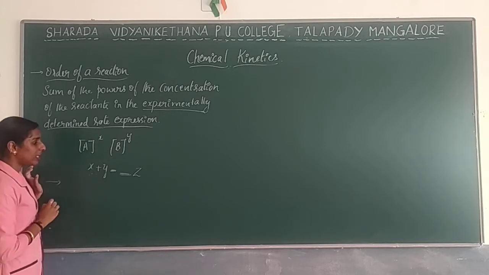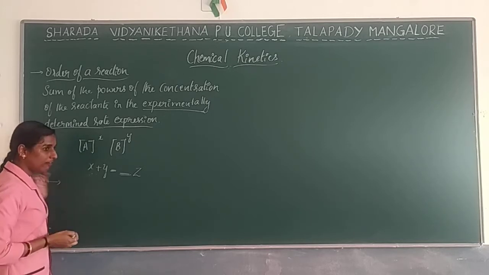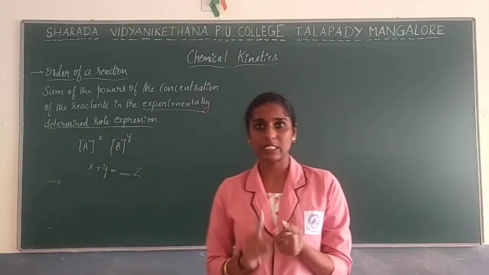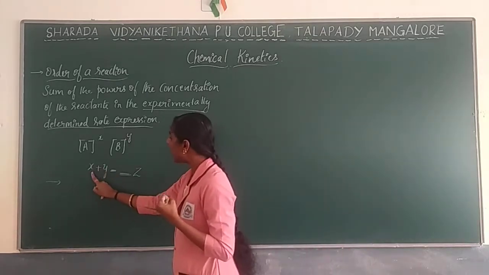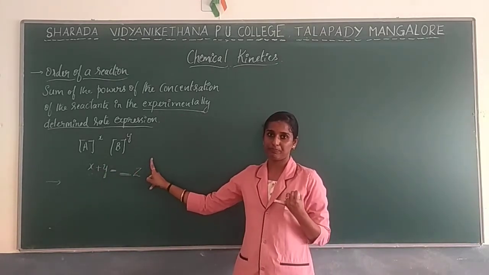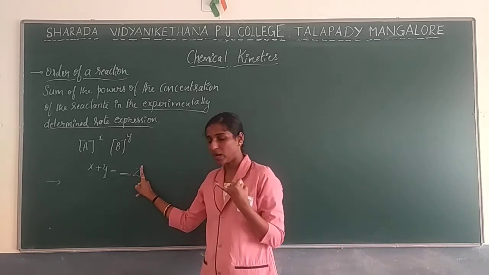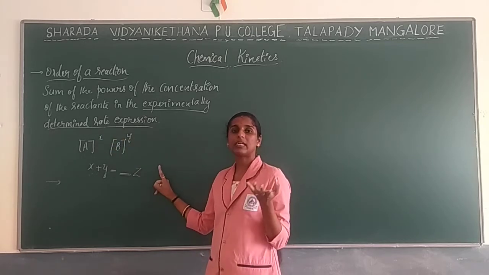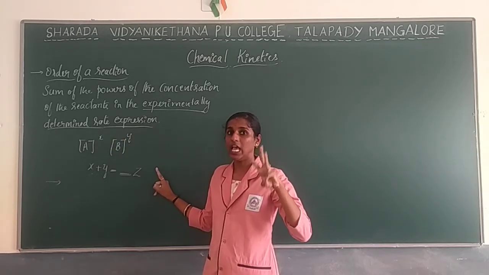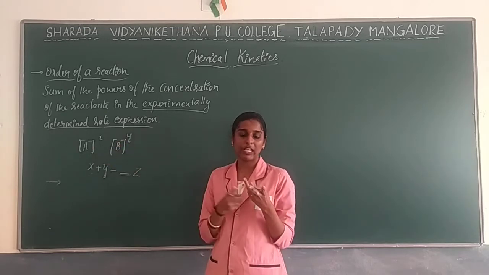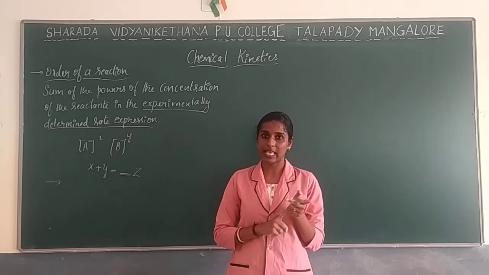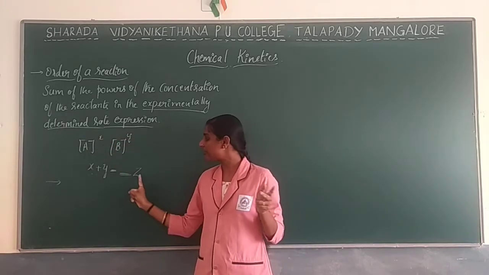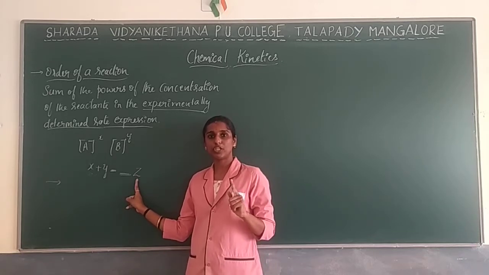Now when we learn order of reaction, we have primary order and secondary order. Primary means that when you add the exponents, you get the value 1. If the sum of the exponents is 2, that is considered a secondary order of reaction. If you add the two exponents and get 3, that is a tertiary order of reaction.